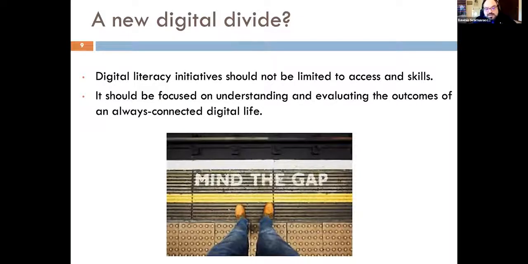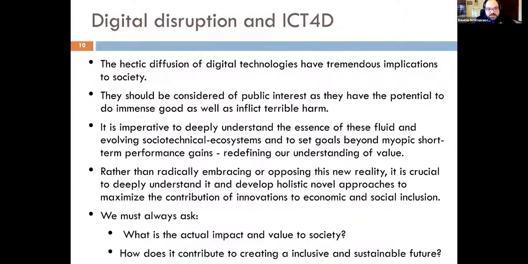A lot of times when you think about the digital divide, it is usually focused on access and skills. And the most important thing we should be focusing on is trying to understand and evaluate what outcomes exist from our constant, always-connected life. Those are big challenges, and it is important to look at the context in which these technologies are being used. So when we think about digital disruption and ICT, we should be looking at what is the public interest that comes into this because of the pervasive nature of it.